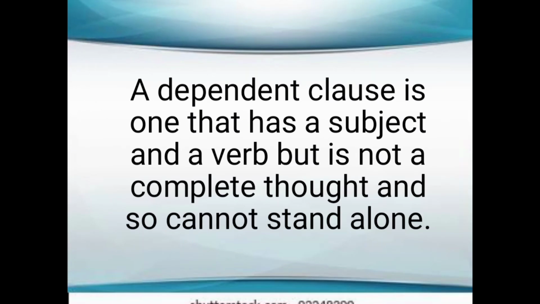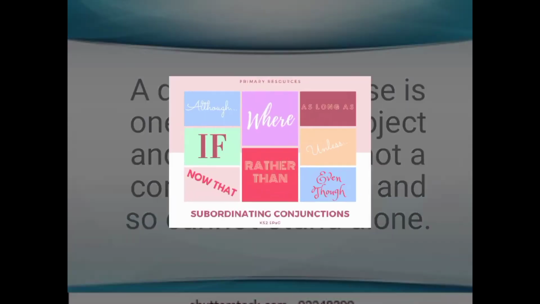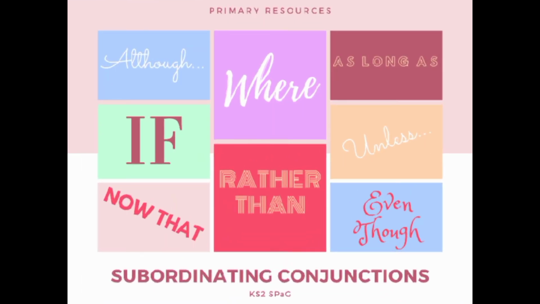Yes, I'll just explain to you what a dependent clause is. A clause that has a subject and a verb but is not a complete thought and cannot stand on its own. Let's have examples of subordinating conjunctions: although, if, now that, were, rather than, as long as, unless, even though.